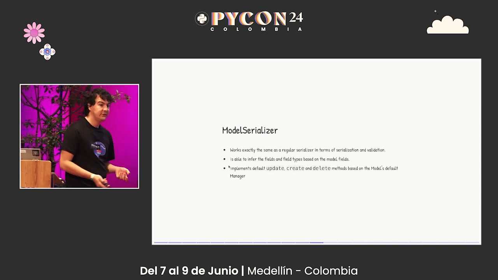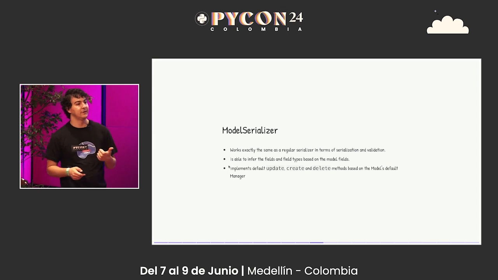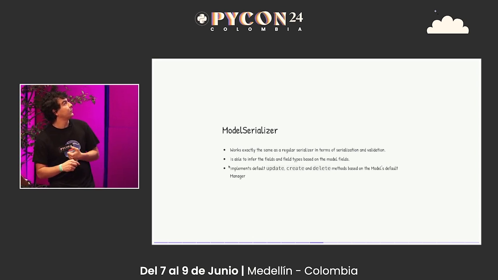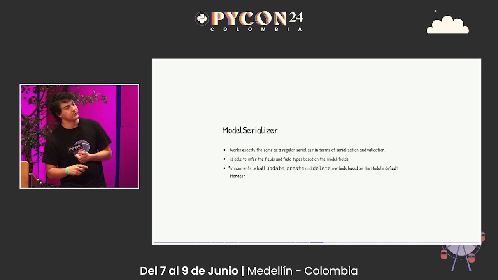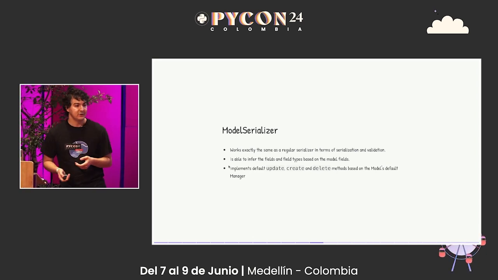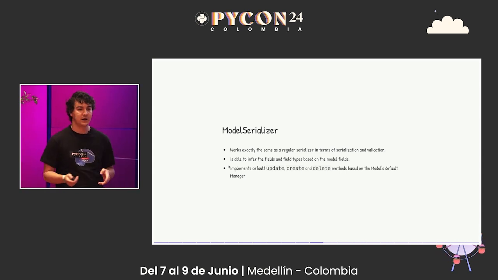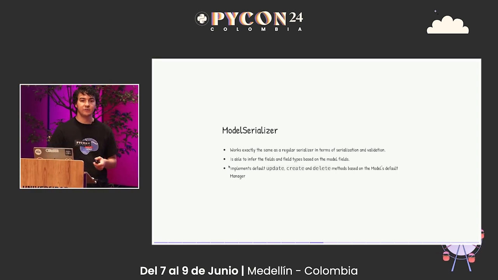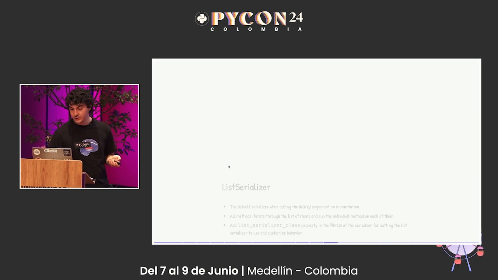Now, model serializers. It's basically a serializer, but it infers the fields based on the Django model that you pass, and then it creates a default implementation of the update, create, and delete methods. These default implementations go through the manager of the model that you define and create it, update it, or delete it. But in general, all validation and everything works just like a serializer. It just adds these implementations here.